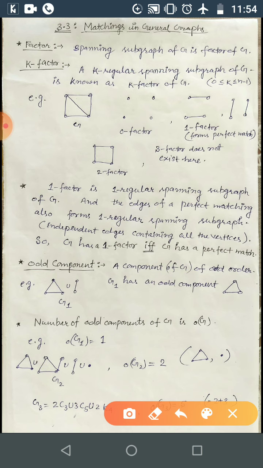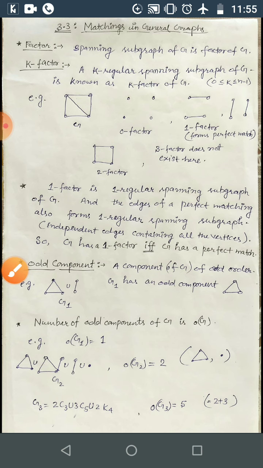Likewise, you can consider G3 consisting of 2 components of C3, 3 components of C5 and 2 components of K4. Here we know C3 and C5 are odd components, correct? These have odd order, and K4 has even order. That's why only C3 and C5 form the odd components, correct? So this will be counted. So small o of G3 will be 2 components here and 3 components here, total it will be 5, okay? So here I have listed it, okay? So that's about odd components.